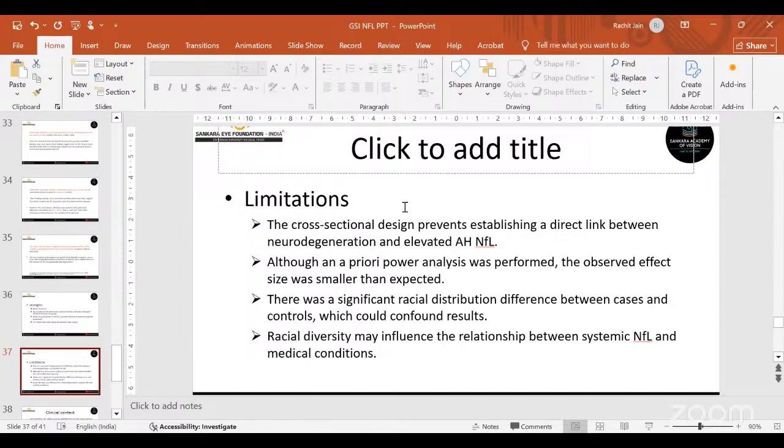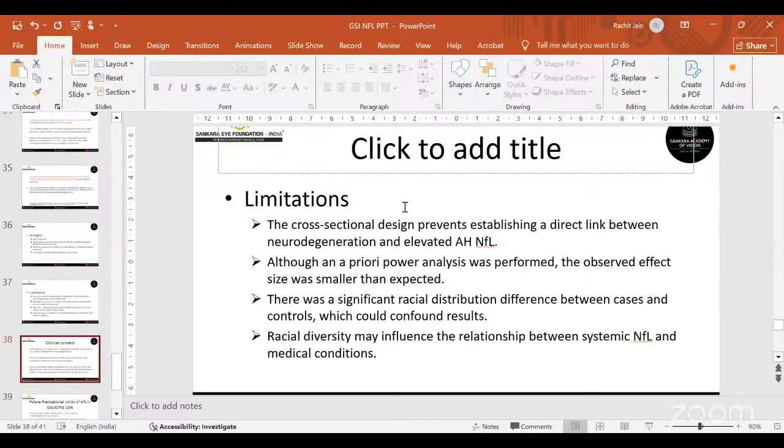Limitations of this study: the cross-sectional design prevents establishing a direct link between the neurodegeneration and elevated aqueous humor NFL. Although an a priori power analysis was performed, the observed effect size was smaller than expected. And there was a significant racial distribution difference between the cases and controls, which could confound the result.